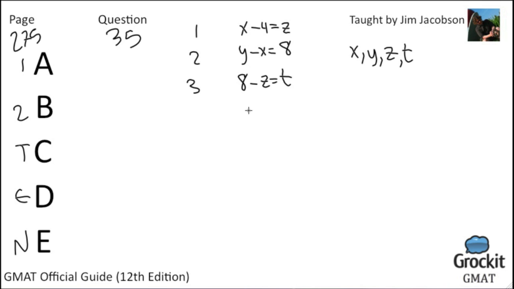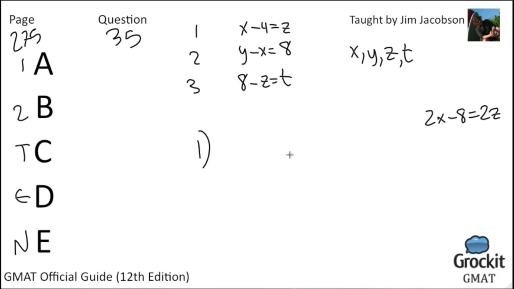The other thing worth noting is that the equations do need to be distinct. We couldn't, for example, get something like 2x minus 8 equals 2z. That would not give us any additional information. That's the same thing as equation number 1, just multiplied by 2. The new equations need to give us new information.